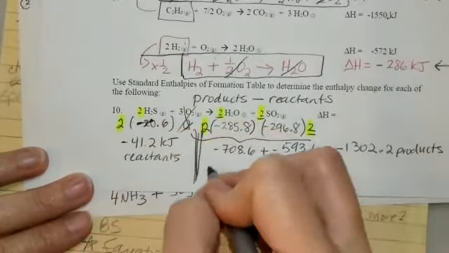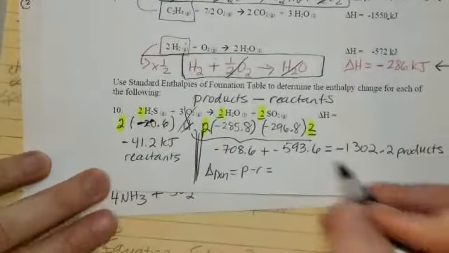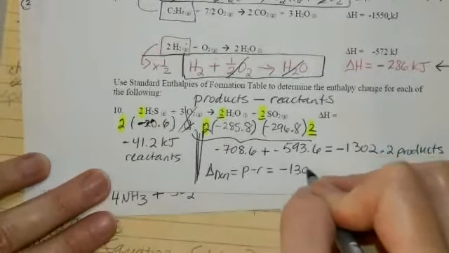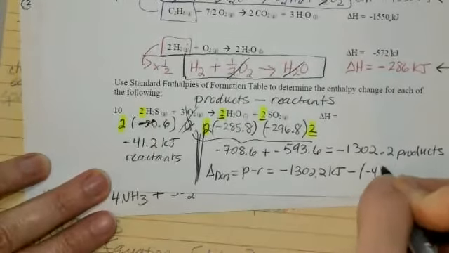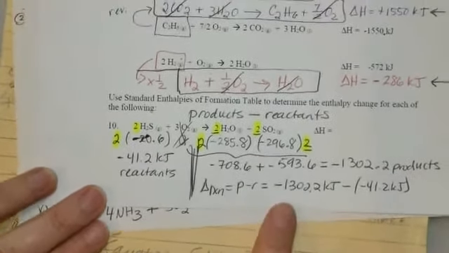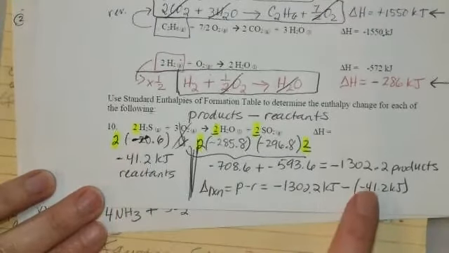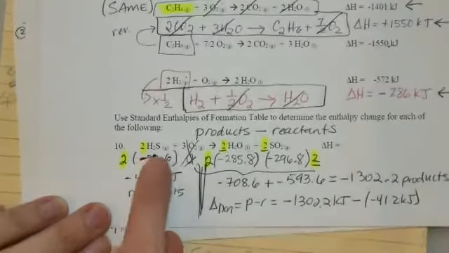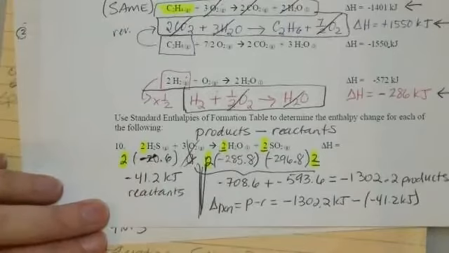So what I'm going to do to figure out the delta H for the reaction is take products minus reactants. So I would have my negative 1302.2 and then minus that negative 41.2, right? Essentially, again, like we talked about, we're changing the sign. Instead of it being negative, it's going to turn into a positive, and we're showing that with the subtraction. All right, because instead of forming H2S, we're consuming it. So that's why the sign ends up changing.